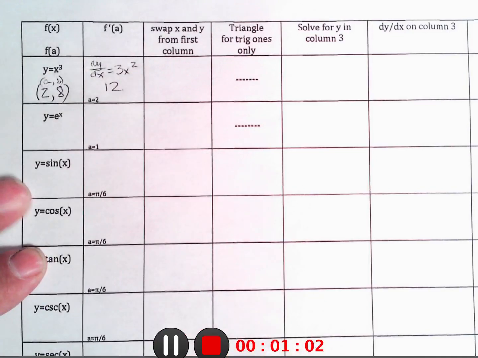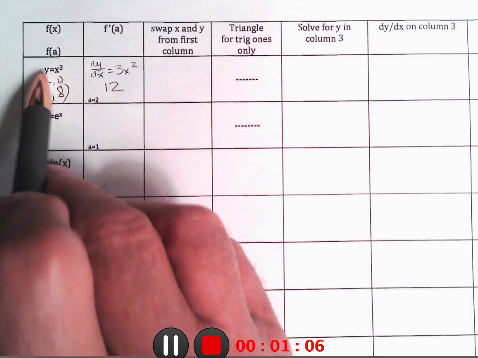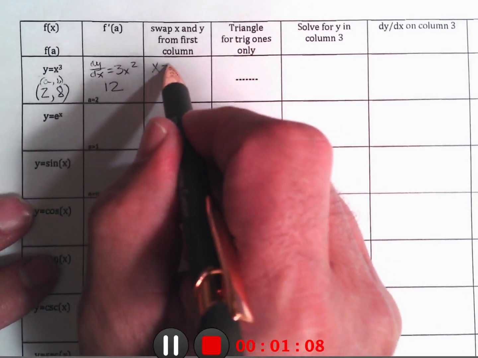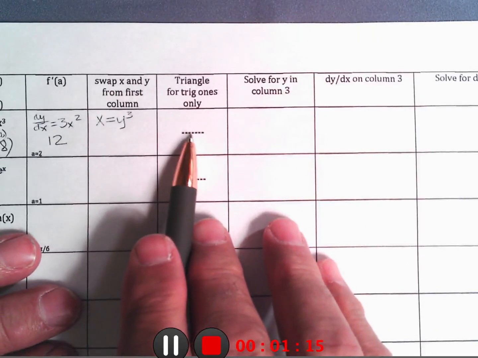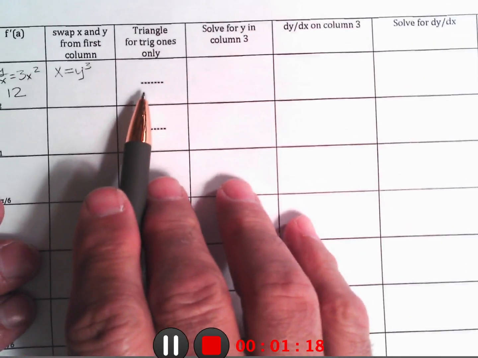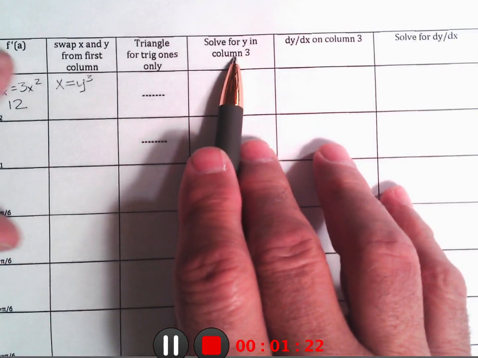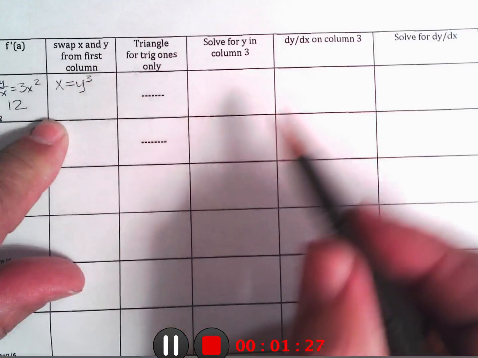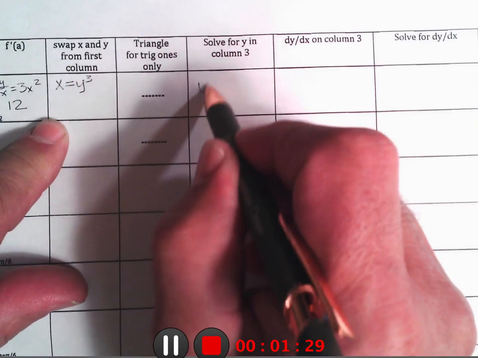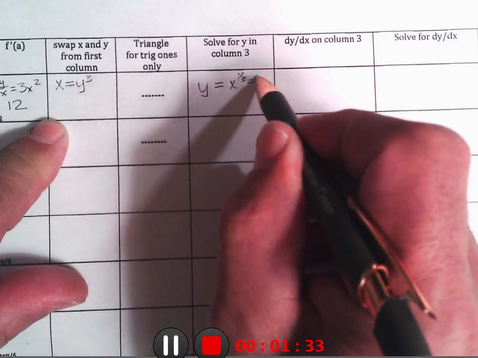Now to find the inverse of this, we swap the y and x, so it becomes x equals y cubed. Now, for trig functions, we want to make a triangle, but for this one, we don't need to. Now it says solve for y in column 3. So to solve for y, we take both sides to the 1/3, and we get y equals x to the 1/3, or cube root of x.